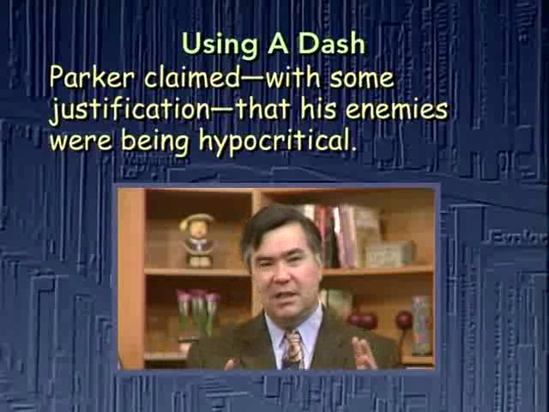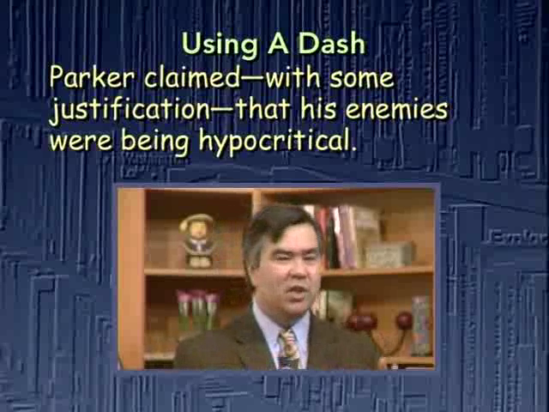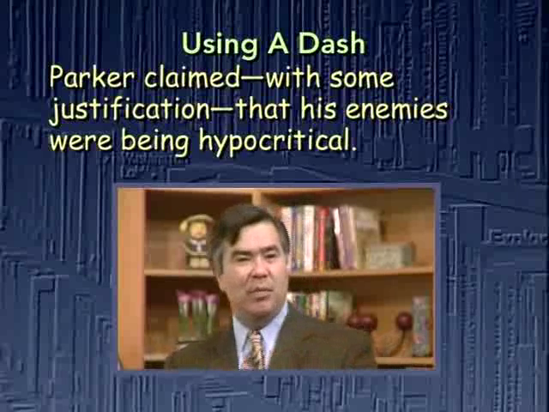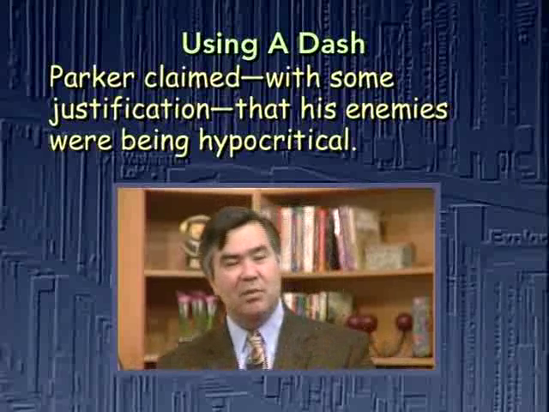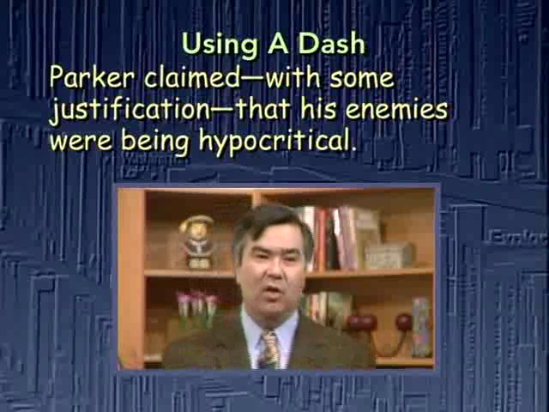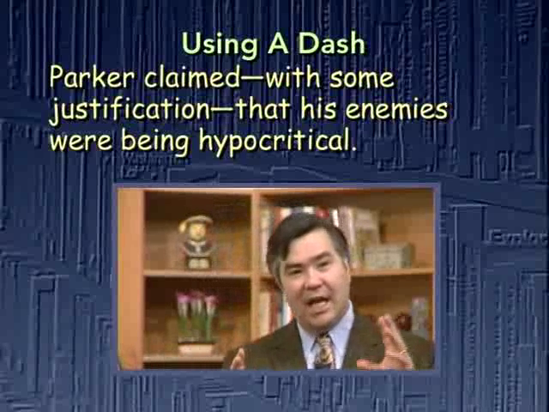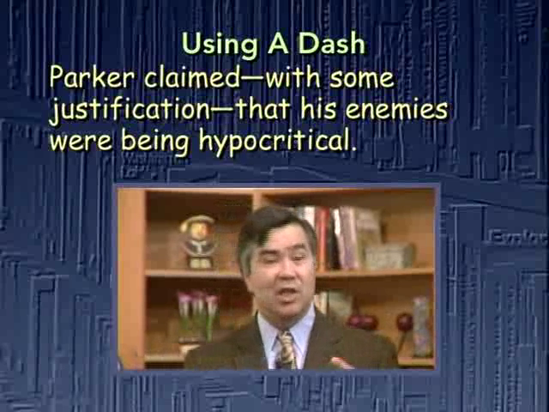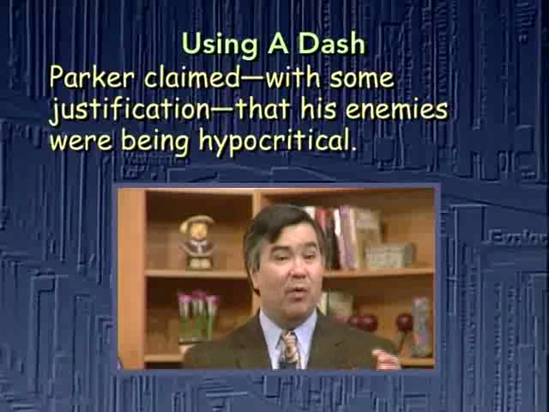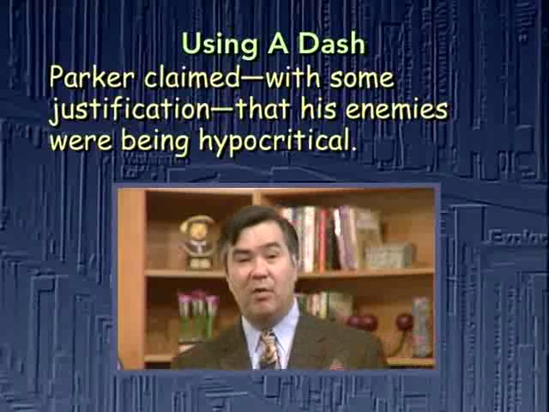Here, the sentence mainly flows this way. "Parker claimed that his enemies were being hypocritical." The author wants to throw in the additional fact that there was some justification for what Parker was claiming. And so he's done it as a parenthetical or interrupting phrase, and in this case he has chosen to use dashes to separate the interrupting phrase from the rest of the sentence.